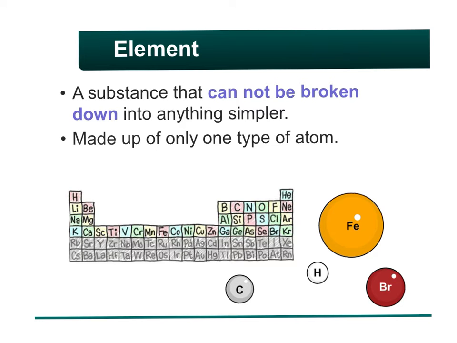And of course, it would fall under the pure category because it is only iron atoms. It would only be bromine atoms. It's the same particle. So if you were to have a sample of iron, that sample of iron is going to be made out of iron atoms. All of them are identical. So an element is a pure substance because it is made out of a single kind of atom.